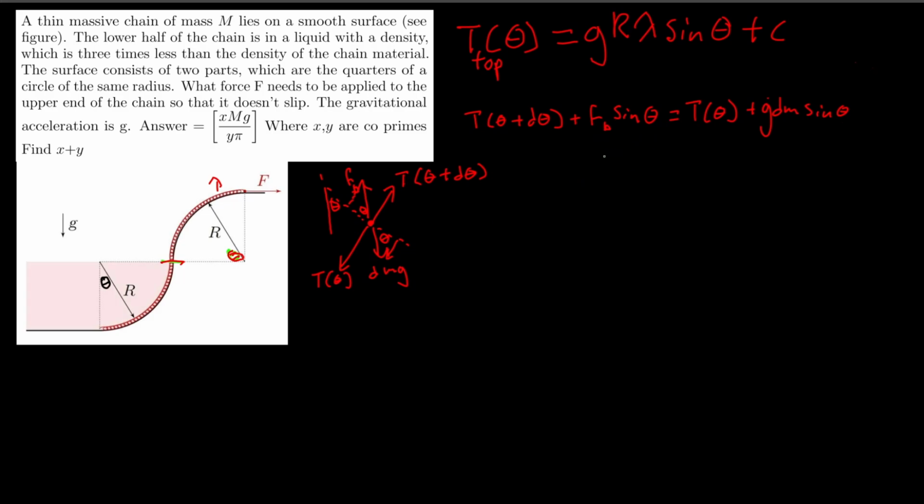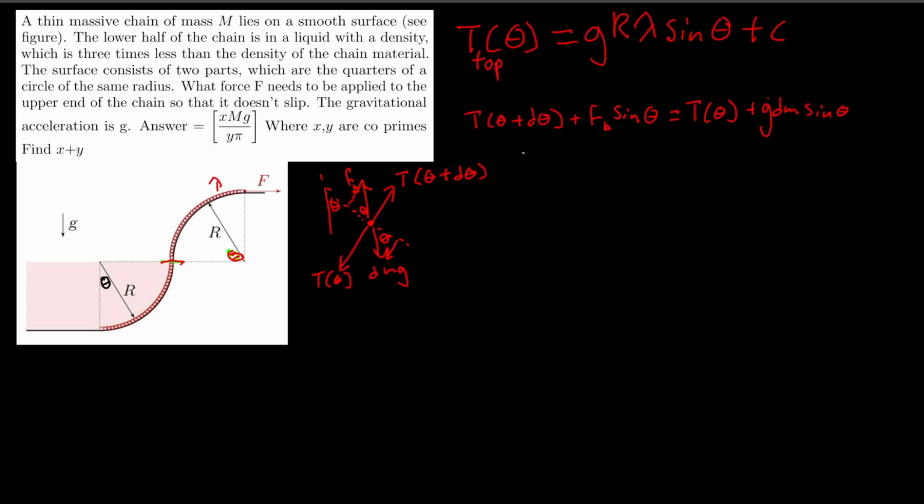Now I want to figure out what the buoyant force is. Archimedes' law states that the buoyant force that this chain will feel is equal to the weight of the water or fluid that it displaces. And we're told that this liquid has a density that is 3 times less than the density of the chain, which means the buoyant force up must be 1/3 of the weight of any slice of chain that we take.